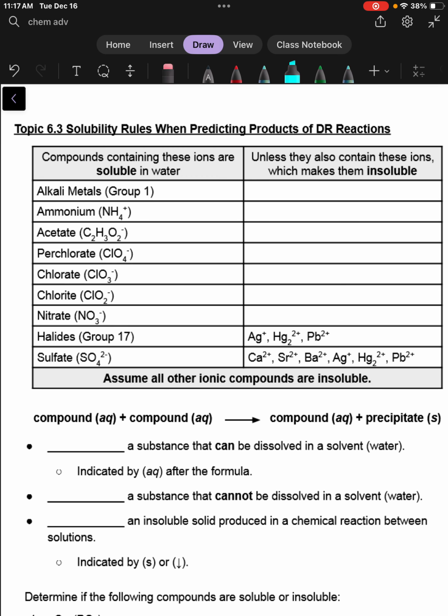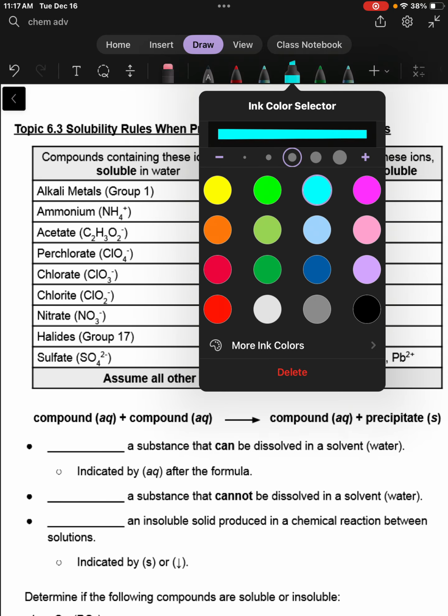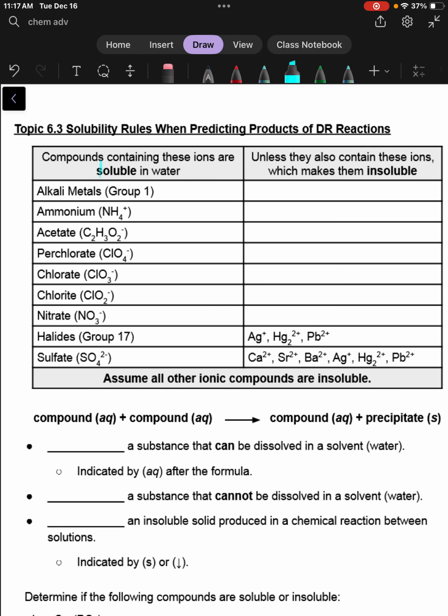So the solubility rules have two boxes. The first box says everything listed here will be soluble. And if they are connected with anything on the right-hand side, that will be insoluble. And if you don't see a compound in your list, then you have to assume that it is insoluble.